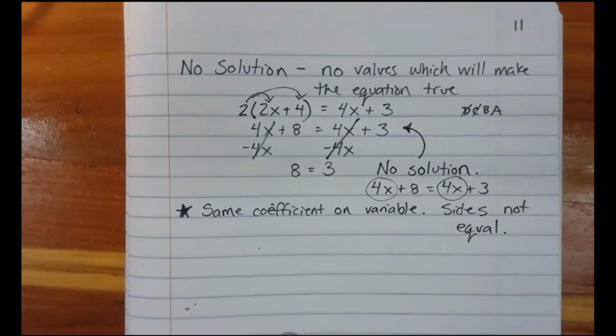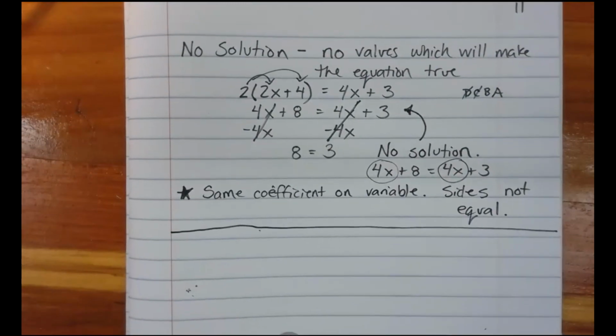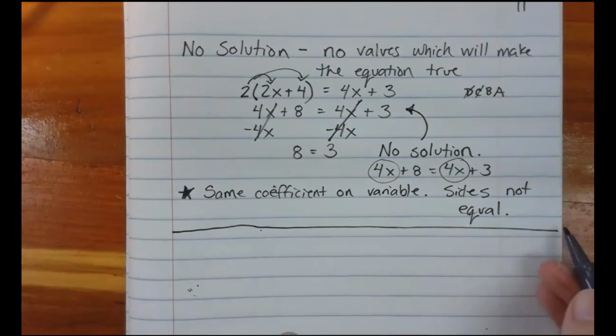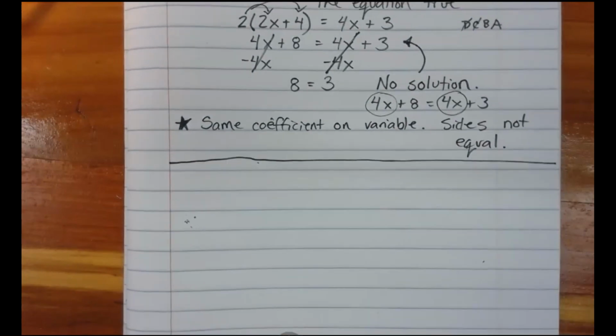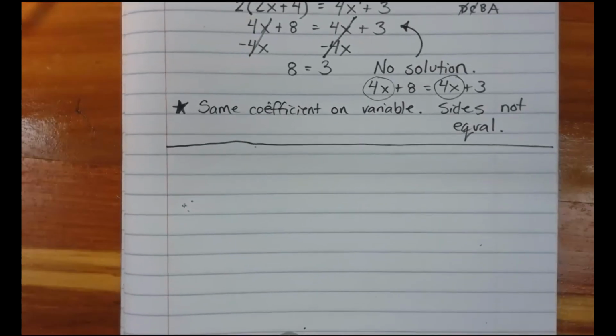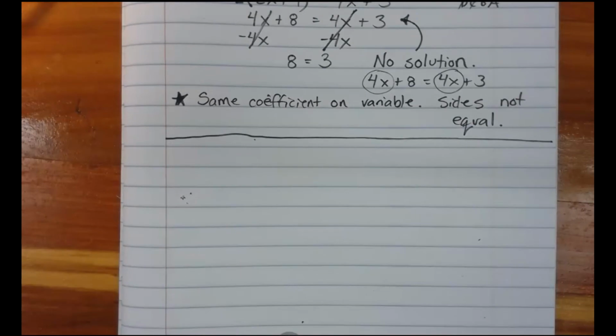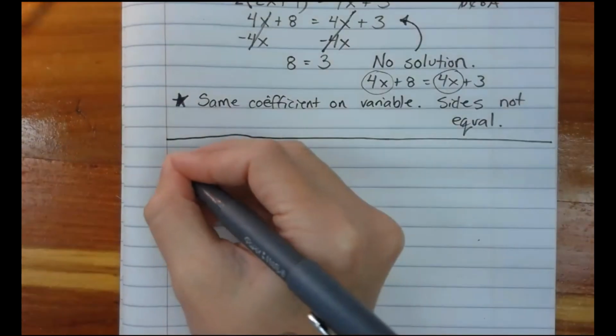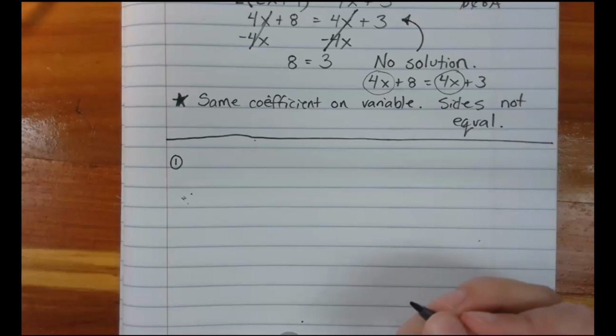So just to make sure we're solidified on this, on page 11, we're going to draw a line all the way across again. I'm going to give you 3 examples for you to pause and work on your own and tell me whether it's going to be one solution, infinite solutions, or no solution. The first problem, again, you can pause the video and try these on your own.